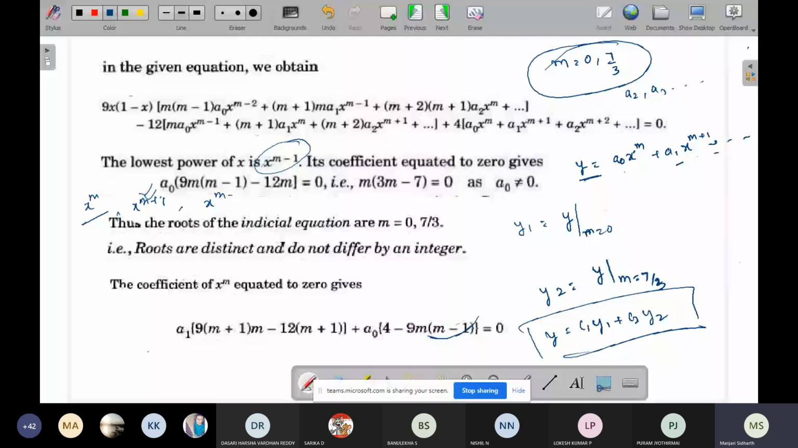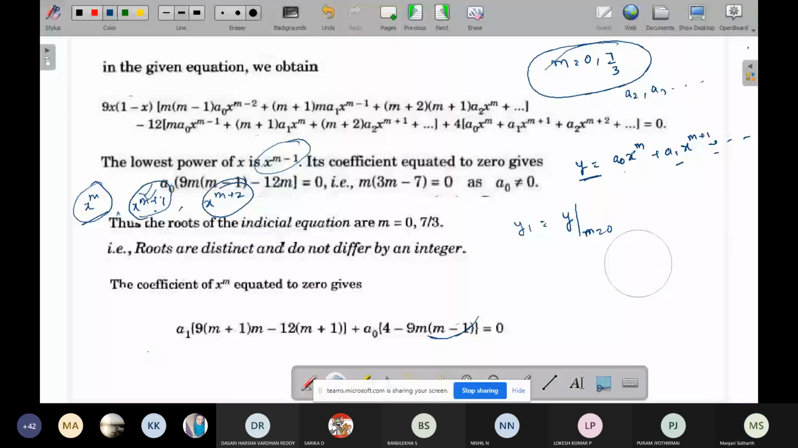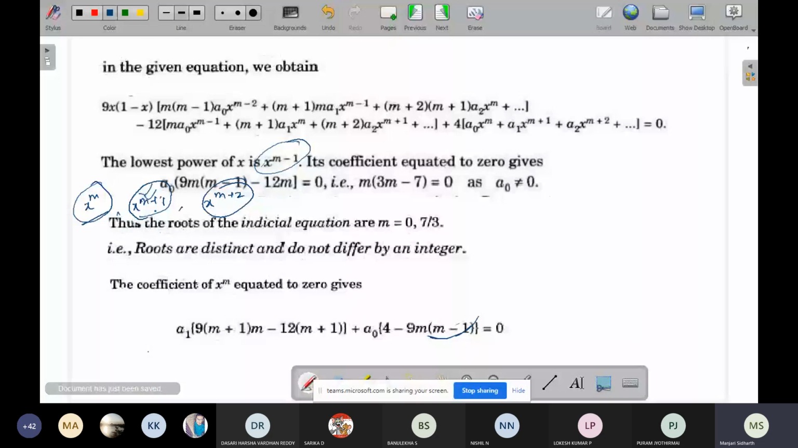So compare the coefficient of x power m now. Then compare the coefficient of x power m plus 1. Then compare the coefficient of x power m plus 2. Okay, so let's compare to find other coefficients. Now the x power m coefficient, I'm writing here. So 9x minus 9x square.